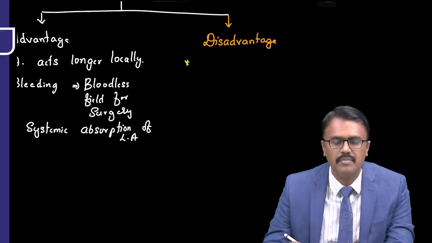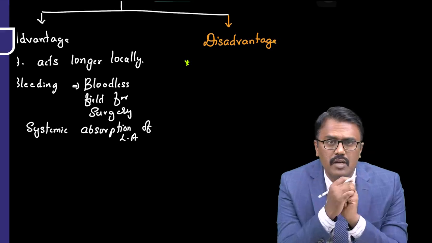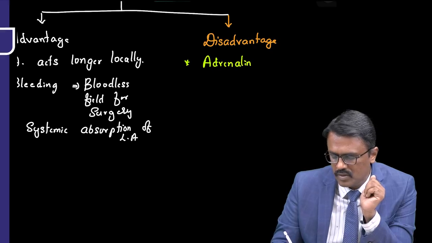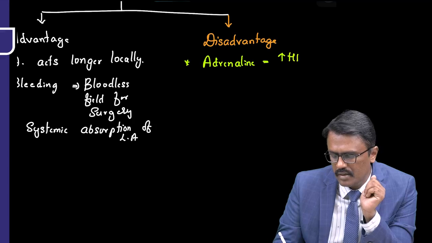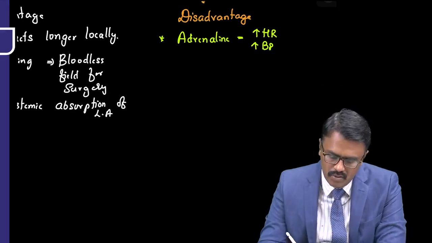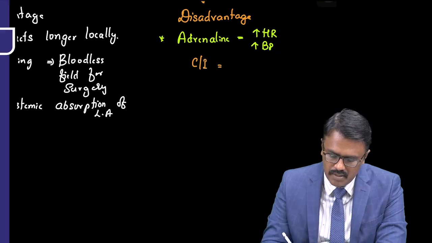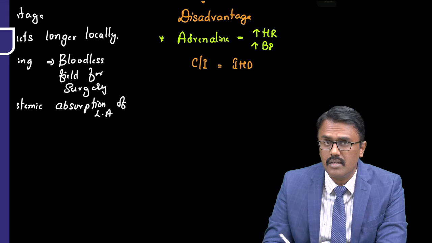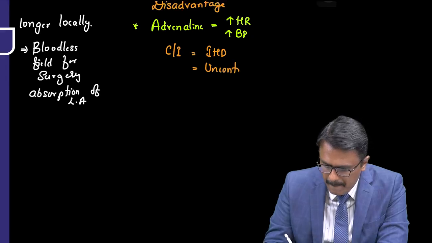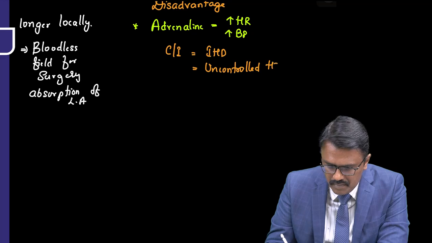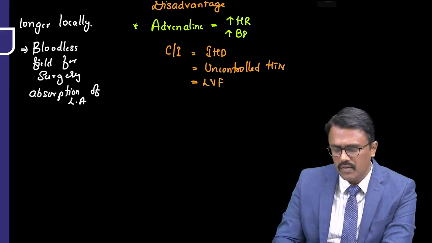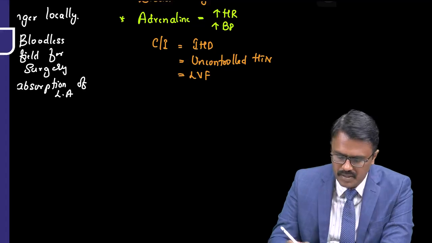The disadvantage is, many times adrenaline can also get absorbed. What happens if adrenaline gets in? It can increase the heart rate, it can increase the blood pressure. So importantly, remember, don't use this combination in a patient with ischemic heart disease. It can constrict the blood vessels and worsen it. If the patient has uncontrolled hypertension, don't use them. Or if the patient has left ventricular failure, don't give adrenaline with local anesthesia. That is point number one.